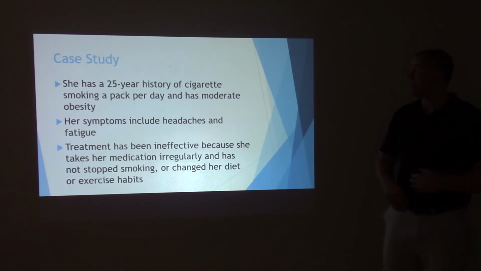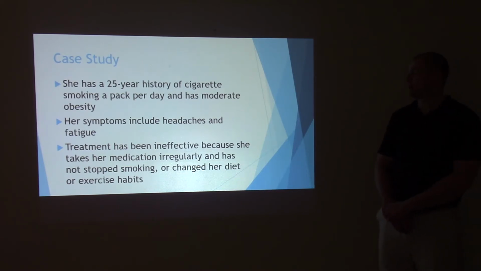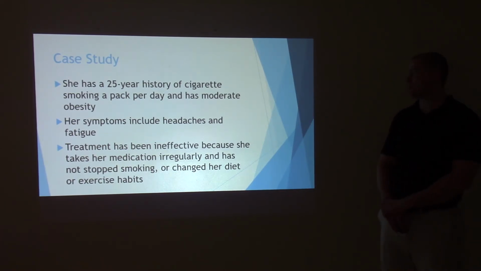She has a 25-year history of cigarette smoking. She smoked a pack a day pretty consistently for 25 years, and she has moderate obesity. Her symptoms include headaches and fatigue, which are commonly seen with hypertension, and her treatment has been ineffective because she takes her medication irregularly, and she's failed to modify her lifestyle risk factors such as smoking, diet, and exercise.